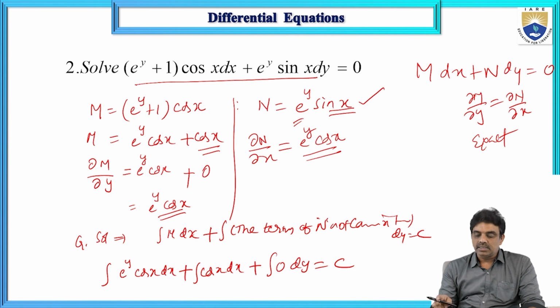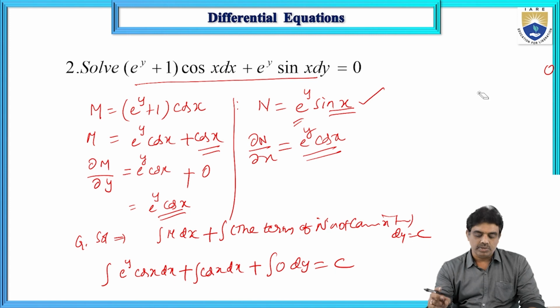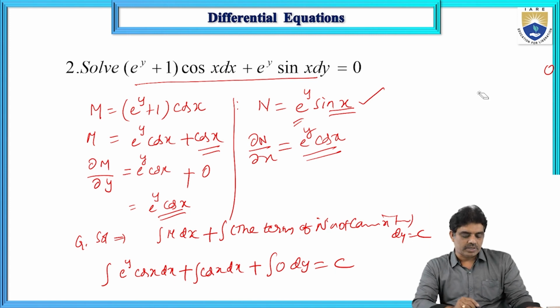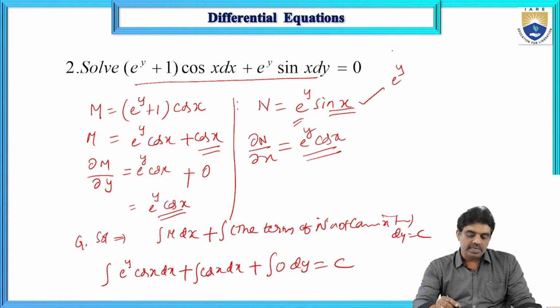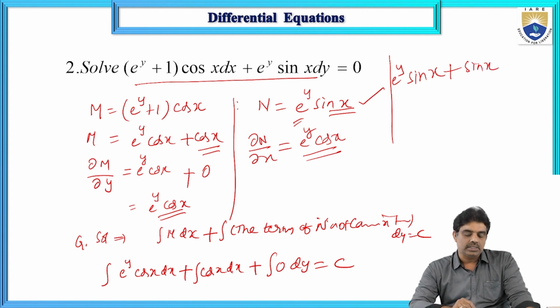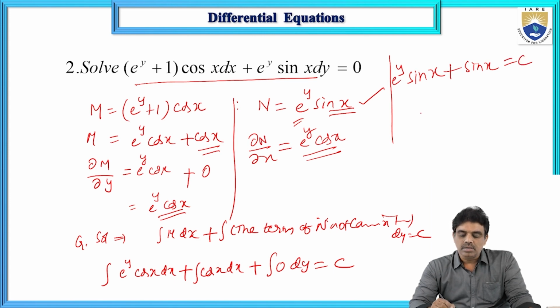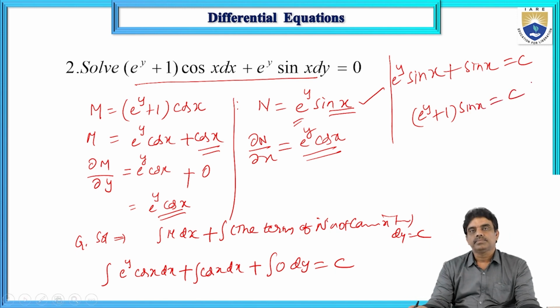Now what is the integration? For e^y cos x dx, when integrating with respect to x, e^y is constant, and the integral of cos x dx is sin x. Plus the integral of cos x, that is sin x. So plus 0 is equal to c, or (e^y + 1) sin x = c. Am I right or not?